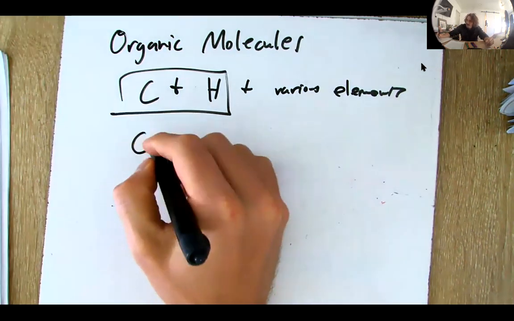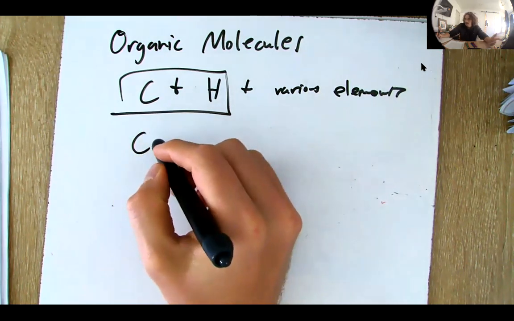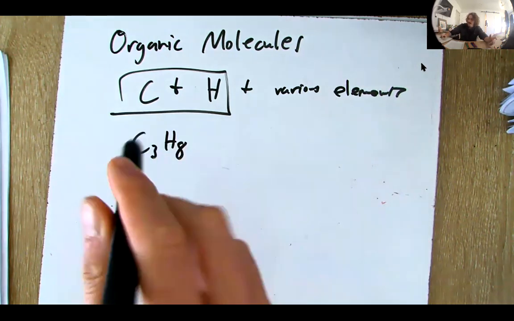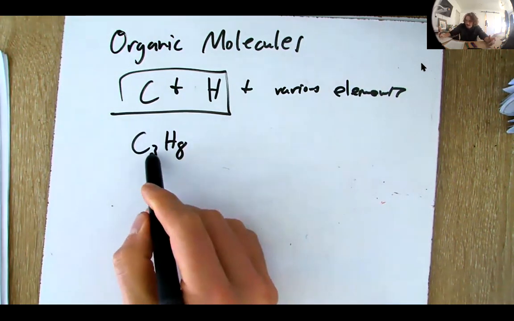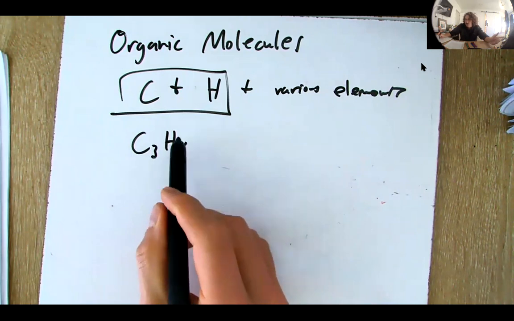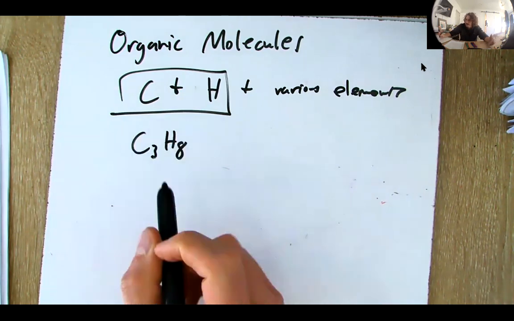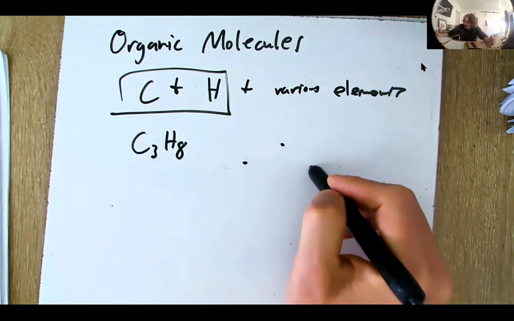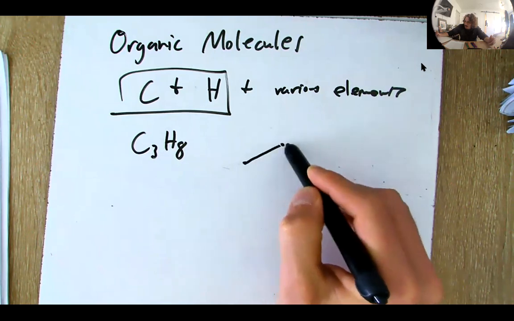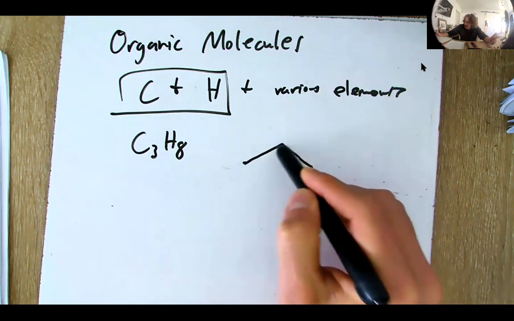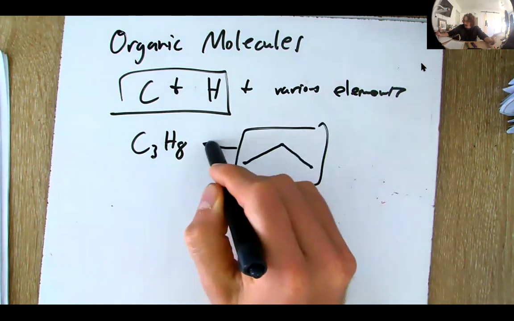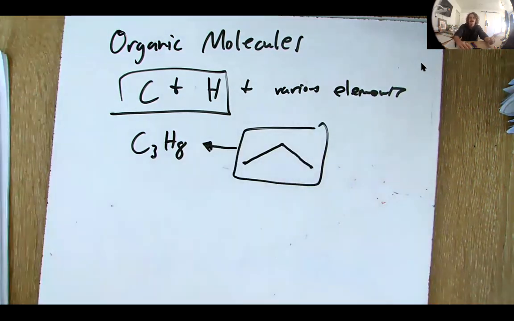So, for example, the stick structure for C3H8: all the carbons turn into dots, and you ignore all the hydrogens that are connected to carbons. So this molecule would end up looking like this. There's 1 carbon, 2 carbons, 3 carbons, and you connect them, showing that they're bonded with single bonds like that. And that would be the stick structure. This is the answer. And that is the gist of organic molecules.